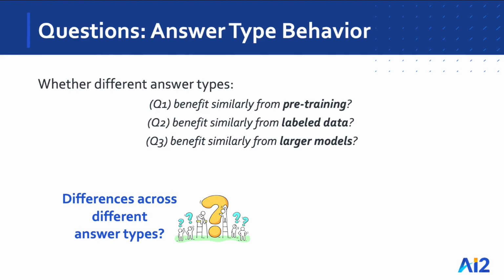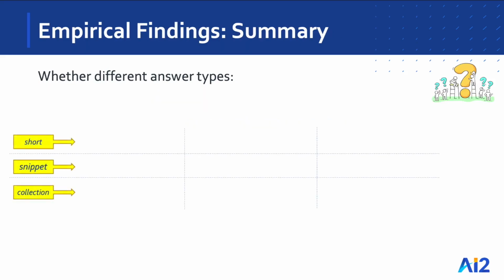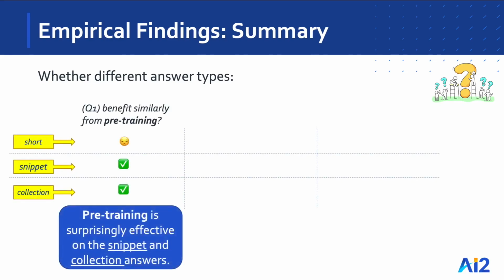Now, let me summarize what we found. Here are our findings. On the question of whether different answer types benefit similarly from pre-training, while pre-training has little benefit for short response questions, it turned out to be key for generating snippet and collection responses. We hypothesized this is because response fluency and coherence are more important for long answer generation.